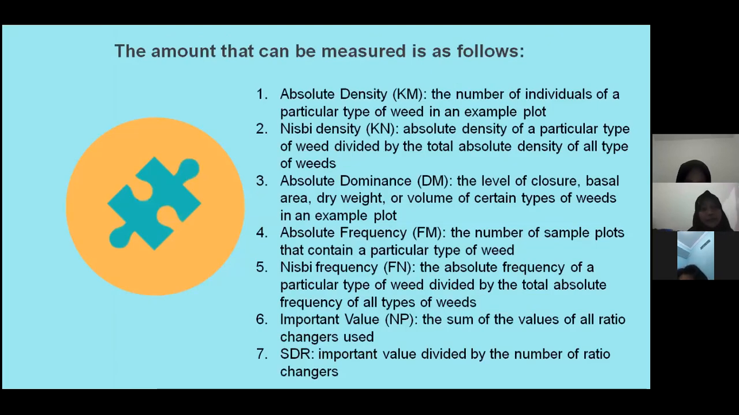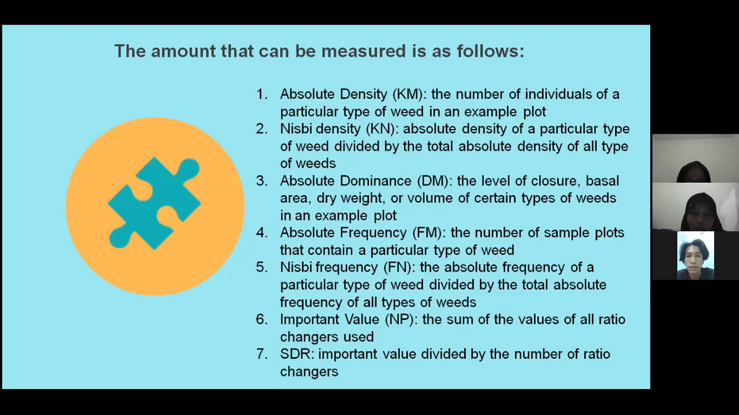Okay, the next slide is about the amounts that can be measured, as follows. First, absolute density is the number of individuals of a particular type of weed in the sample plot. Second is relative density, the absolute density of a particular type of weed divided by the total absolute density of all types of weeds. The third is absolute dominance, the level of closure, basal area, dry weight, or volume of certain types of weeds in an example plot.